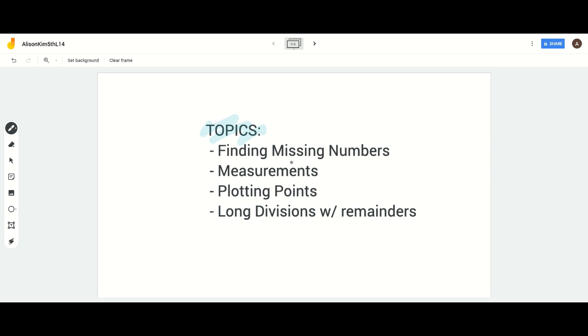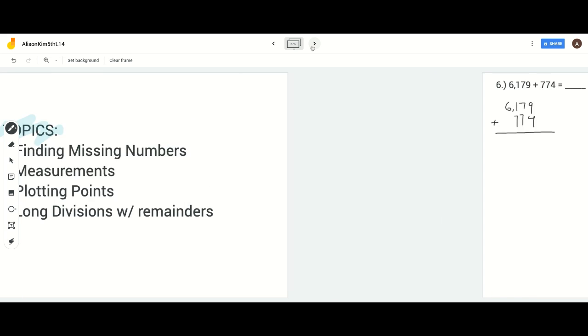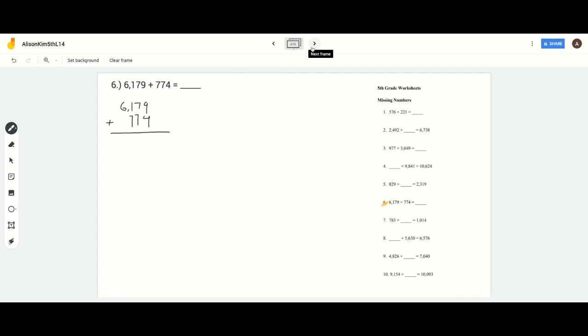Hi, fifth graders. Today we're going to learn about finding missing numbers, measurements, plotting points, and long division with remainders. So let's get started. We're going to start off with missing numbers. We're going to do number 6 together.